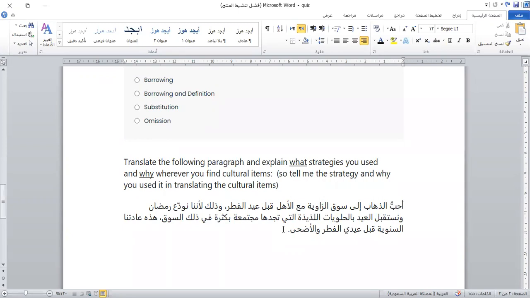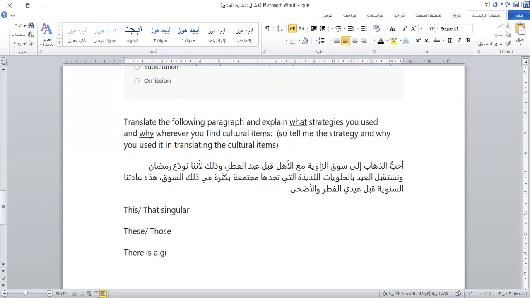Another thing: there are types of pronouns that depend on the object when it comes to making them plural or singular. These are this, that, and there. If the object is singular, we use this and that. If the object is plural, we use these or those. So for هذه عادتنا, some of you wrote "this is our traditions," which is wrong. It should be "these are our traditions," or "this is our tradition." Same thing with there: it depends on the object. We say "there's a girl in the house," "there are girls in the house."